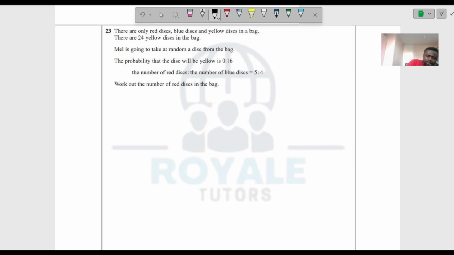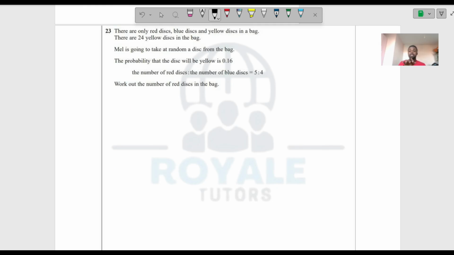There are only red discs, blue discs, and yellow discs in a bag. There are 24 yellow discs in the bag. Mel is going to take out at random a disc from the bag. The probability that the disc will be yellow is 0.16. The number of red discs to the number of blue discs is 5:4. Work out the number of red discs in the bag.